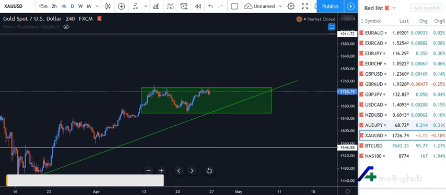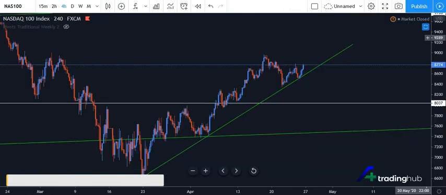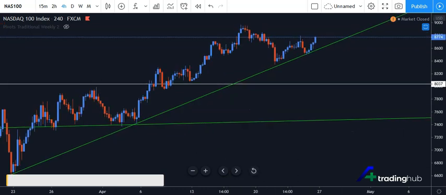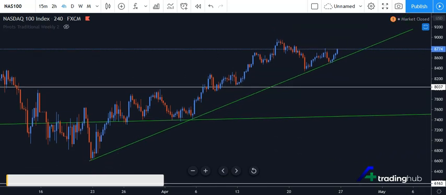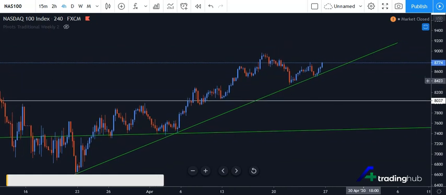Then let's look at Nasdaq. Actually, I'm short term bullish on all stocks: SP 500, Nasdaq, DAX, natural gas, and Brent oil. I'm short term bullish on all of them.